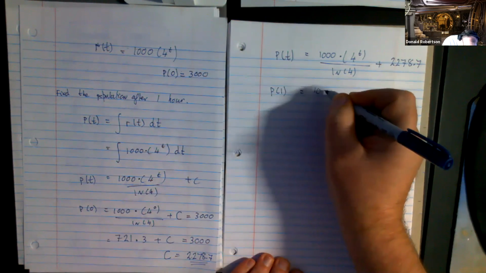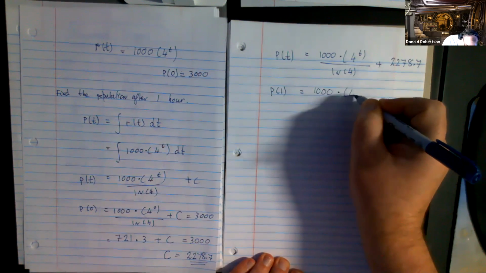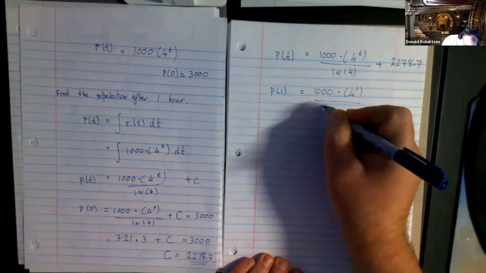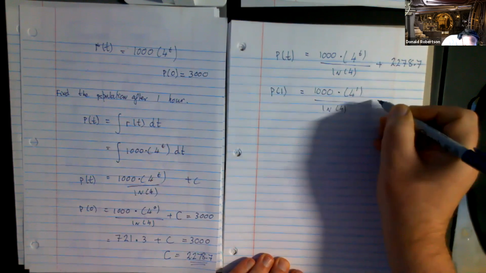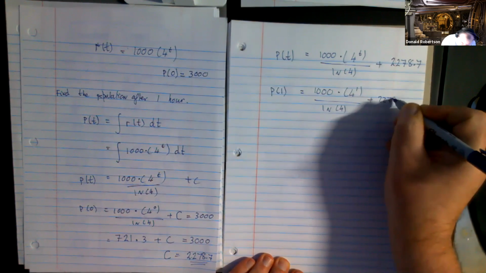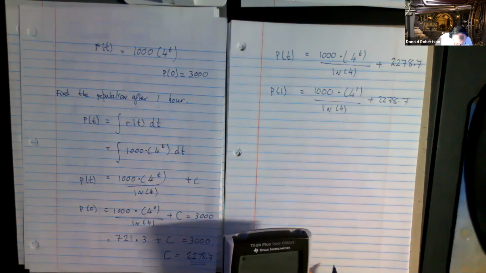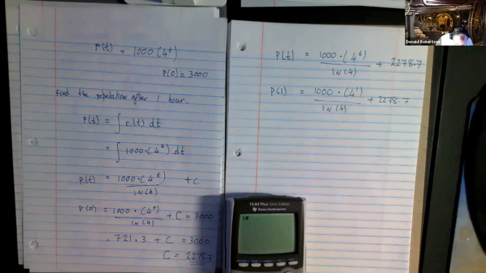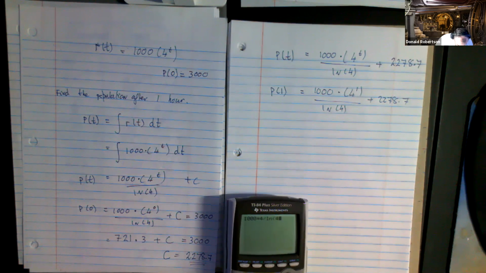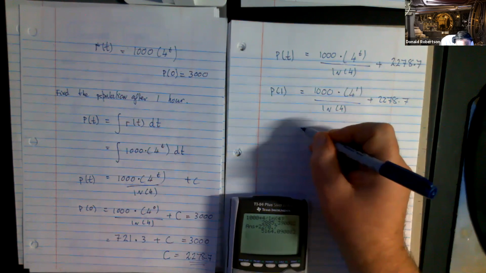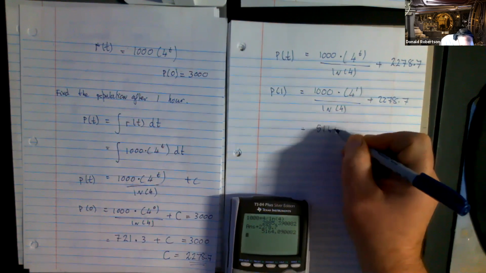So it's going to be 1000 times 4 to the power of 1, all over the natural log of 4, plus what c is equal to, which is that guy. And 1000 times 4 divided by the natural log of 4, and then add 2278.7, and I make that 5164.